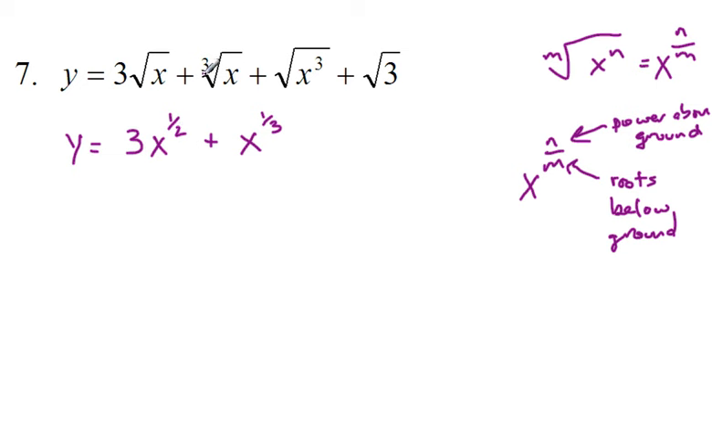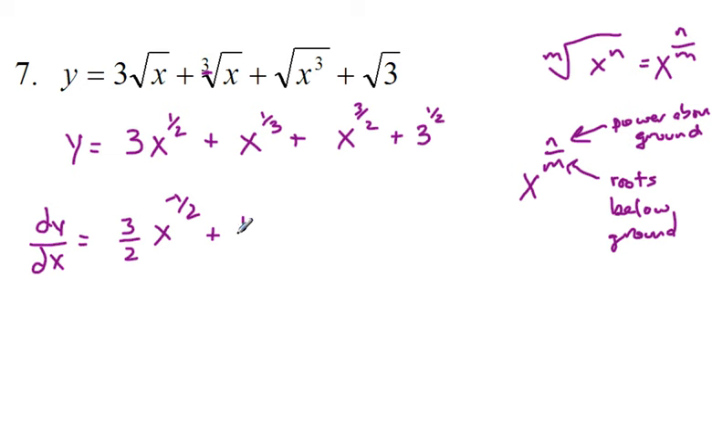So this is a root because the 3 is sitting right here. Our next one, we've got an x cubed. That's a power when there's no number here. It's the square root. And our last one, we can write it as 3 to the 1/2, but we should recognize it's just a number. So when we're ready to take the derivative, we have 3/2 x to the negative 1/2. We're just using power rule. 1/3 x to the negative 2/3 plus 3/2 x to the 1/2 plus 0, because this is simply a constant. Derivative of a constant is 0.